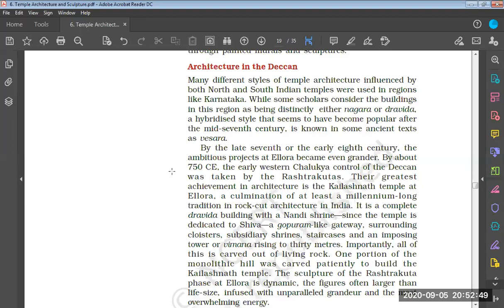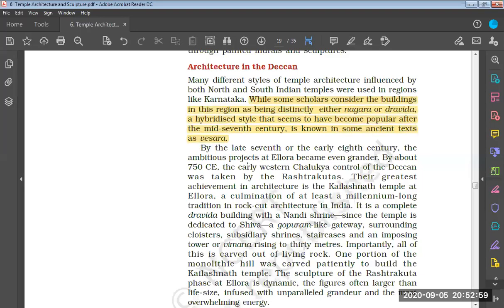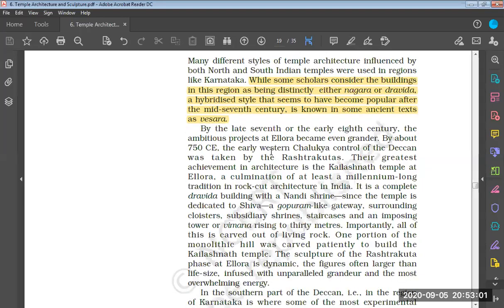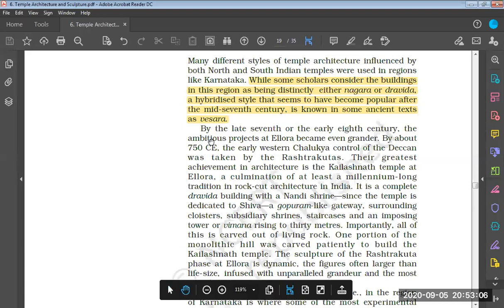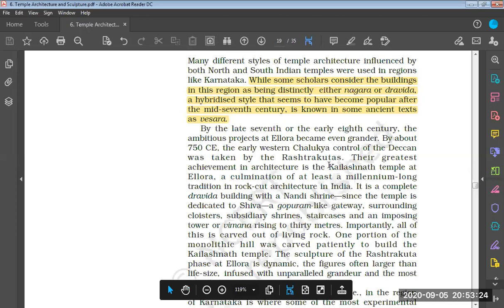So Vesara is a third modified form of the temple, which has features of both the Nagara and the Dravida. So by the late 17th or the early 18th century, the ambitious project at Ellora became even grander. By about 750 Common Era, the early Western Chalukyas' control of the Deccan was taken up by the Rashtrakutas. Their greatest achievement in architecture is the Kailasha temple at Ellora, a culmination of at least a millennium-long tradition in rock cut architecture in India.